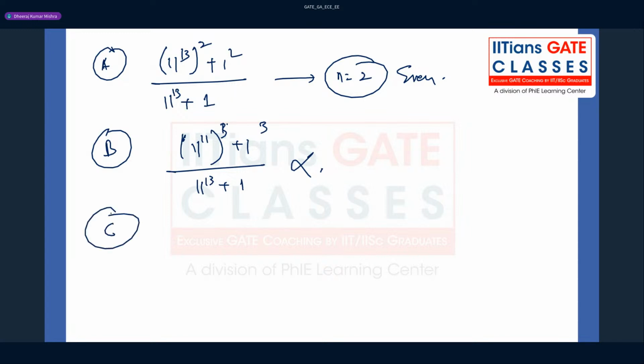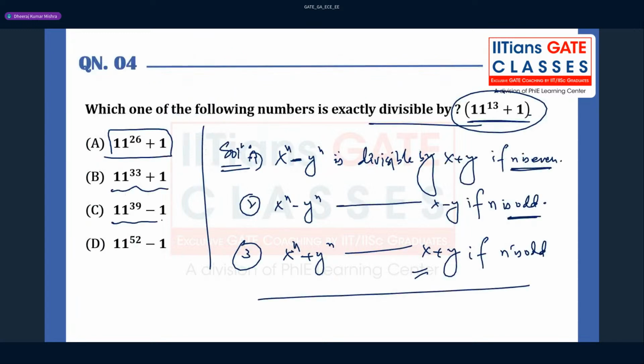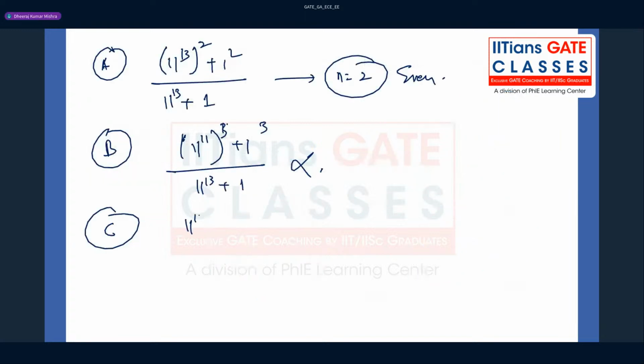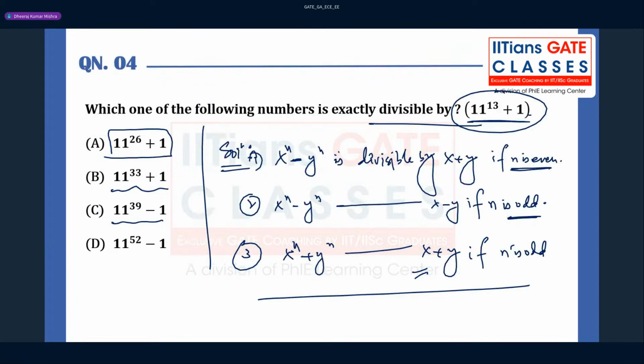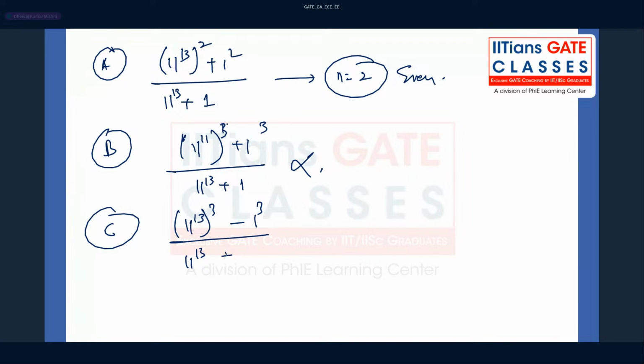Option C will be what? You can write this also as 11 to the power 13 to the power 3 minus 1 to the power 3 by 11 to the power 13 plus 1. Again you can't divide this. Why can't you divide this? Because 1 to the power 13 minus 1 is not equal to 11 to the power 13 plus 1.